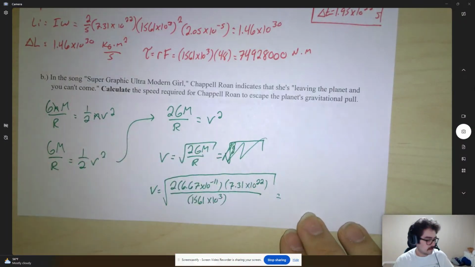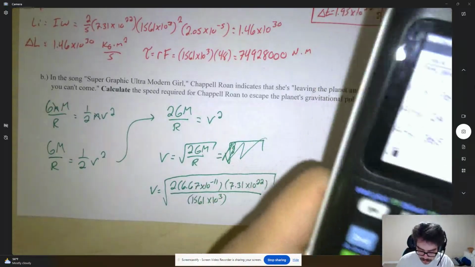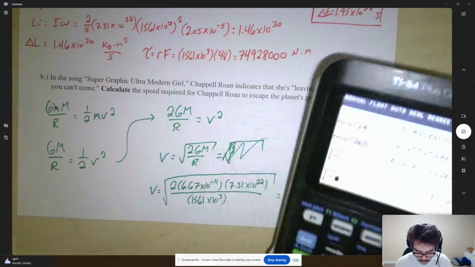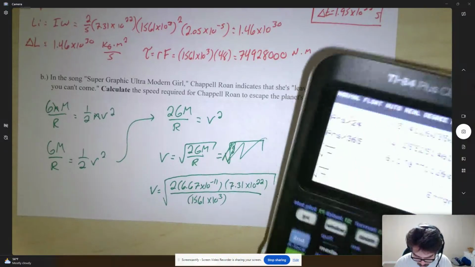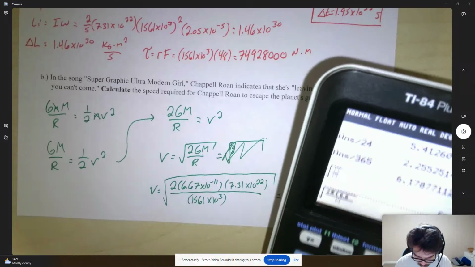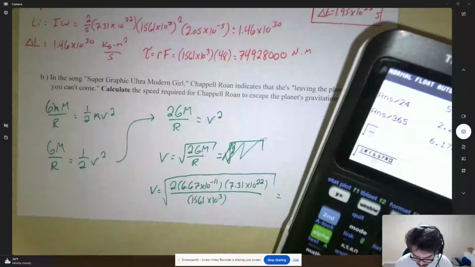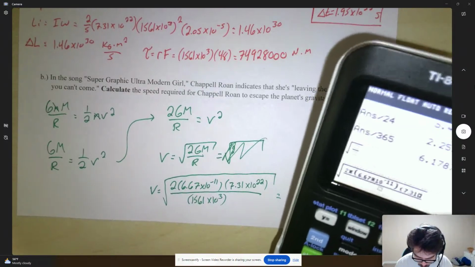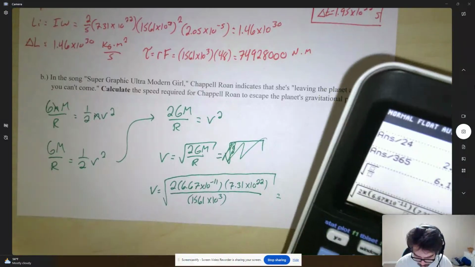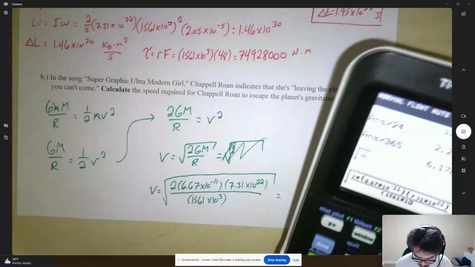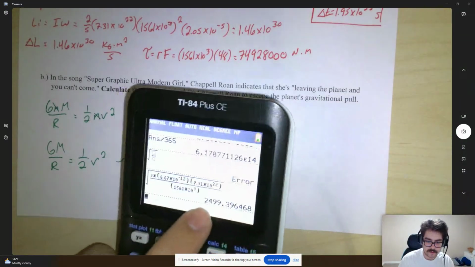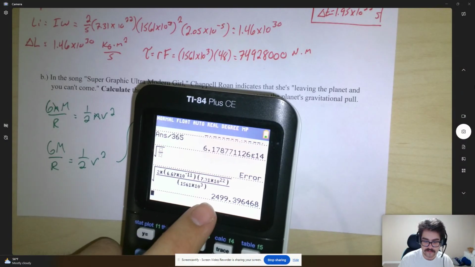Punch that into your calculator; it's probably the best way to do it. So I get 2 times 6.67 times 10 to the negative 11 times 7.31 times 10 to the 22 over 1561 times 10 to the third. And I should get pretty close to 2,500. So if you say about 2,500, I'd be fine with that.